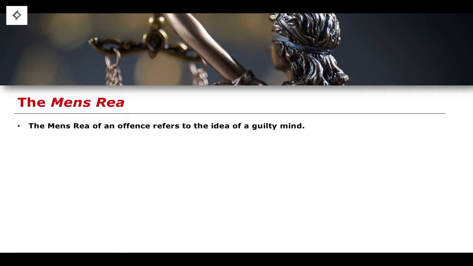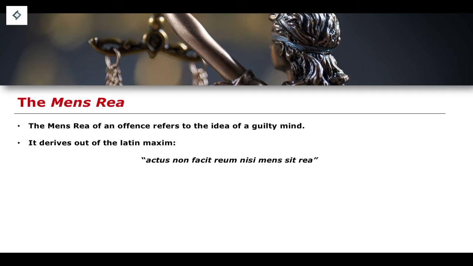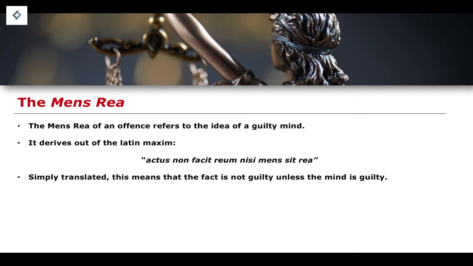Mens rea refers to the idea of a guilty mind, and it comes out of the Latin maxim actus non facit reum nisi mens sit rea, which essentially tells us that the act is not guilty unless the mind is guilty. So there has to be a correspondence of actus reus and mens rea for a particular offence to give rise to criminal liability. It's not enough in some circumstances to just have done a guilty act. One has to also do so with a guilty mind.